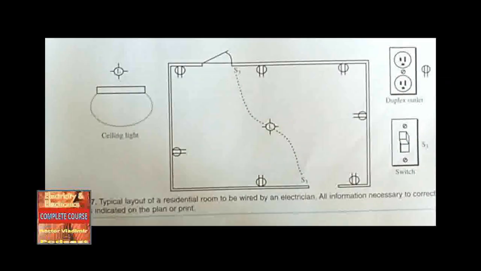Figure 2-27 shows a typical layout of a residential room to be wired by an electrician. All information necessary to correctly wire the room is indicated on the plan or print. The drawing indicates the general location of switches, outlets, and lighting. Descriptions of wire sizes, switch amperages, and breaker sizes are not shown on this type of plan because the electrician is trained to be familiar with the electrical codes dealing with these factors.